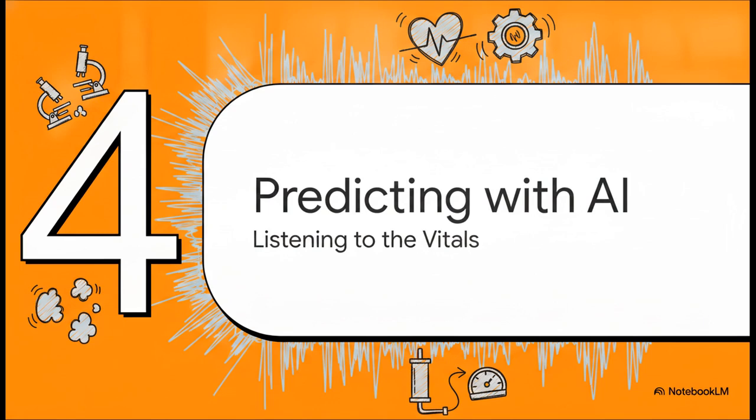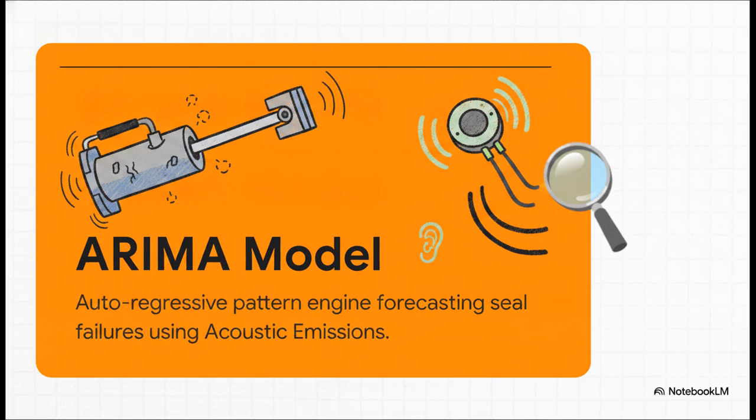Which brings us to Section 4, predicting failure with AI, listening to the vitals. Enter the ARIMA model. This is an absolutely brilliant diagnostic tool. ARIMA is an autoregressive pattern recognition engine that can literally hear microscopic scratches using acoustic emissions. We're talking about sensors that pick up high-frequency stress waves, somewhere between 0.5 and 2.5 megahertz.